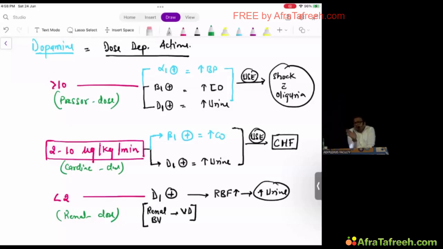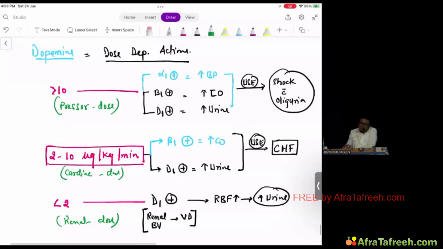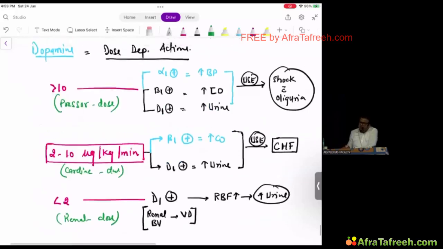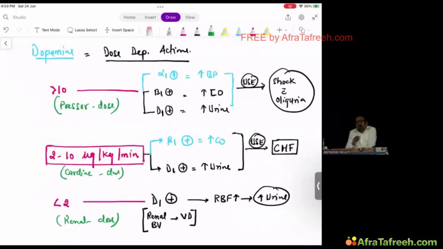Understood? Which disease has deficiency of dopamine? But dopamine cannot cross, because it is a catechol, and that is why Parkinson cannot be treated with dopamine. The point that we have written above, that catecholamines cannot cross the blood-brain barrier. So dopamine cannot be used for treatment of Parkinson simply because it is a catecholamine. If the drug was not a catecholamine, it would have made Parkinson treatment very simple. So it cannot be used for Parkinson.